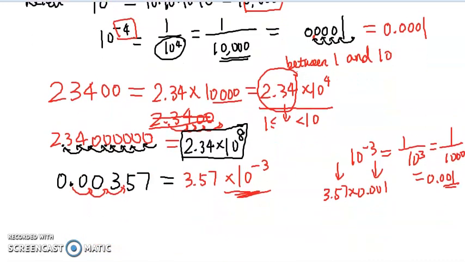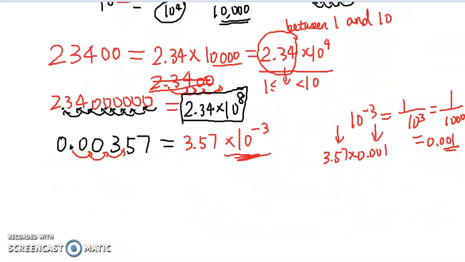And we can look at another very small number. We can add a bunch of zeros in here. So if we have 0.00000012, we can write it in scientific notation by moving the decimal point 1, 2, 3, 4, 5, 6, 7, 8. So we stop right here.